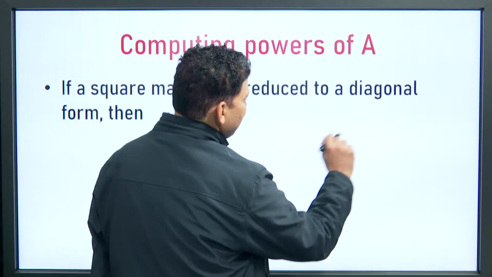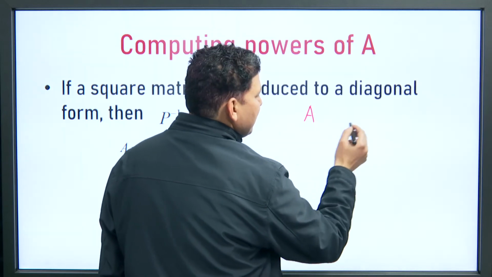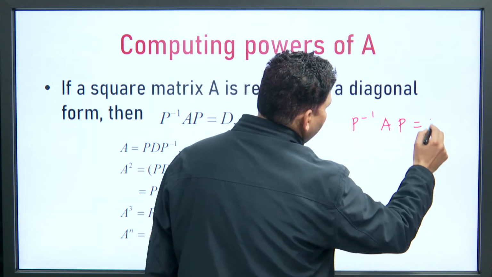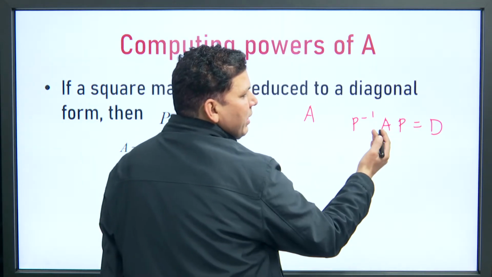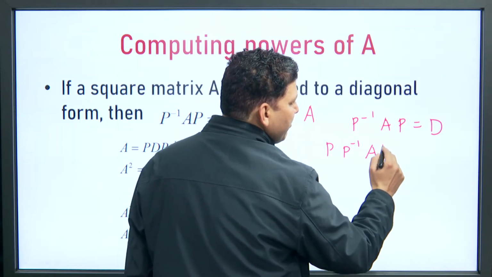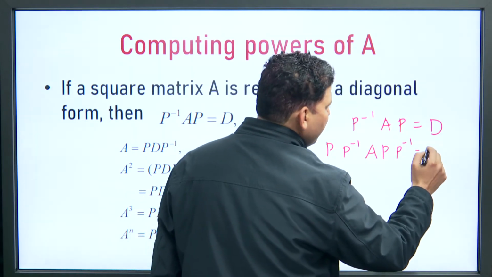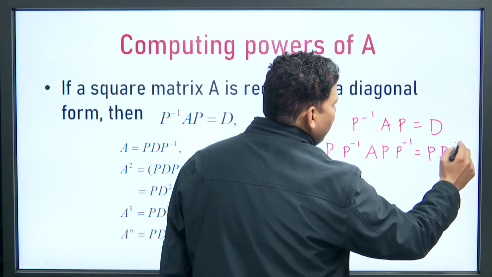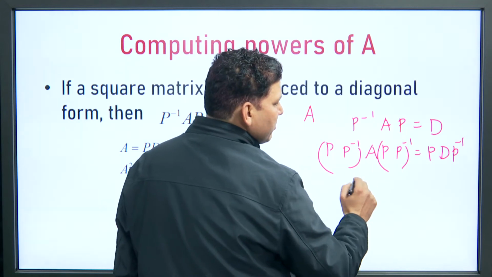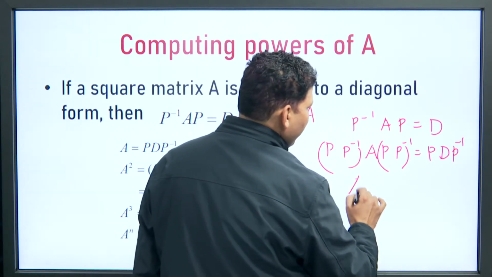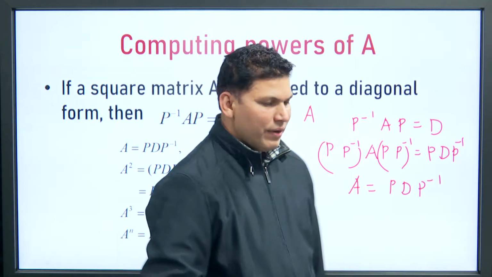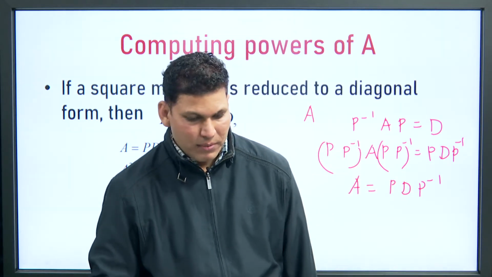If a matrix is diagonalizable, it means there exists a P matrix such that P inverse AP equals the diagonal matrix D. Pre-multiply by P and post-multiply by P inverse in this equation, so we get P D P inverse. P inverse P is the identity matrix, because matrix multiplication satisfies the associative law. So A equals P D P inverse. Now how do we find powers of a matrix without multiplying these matrices?